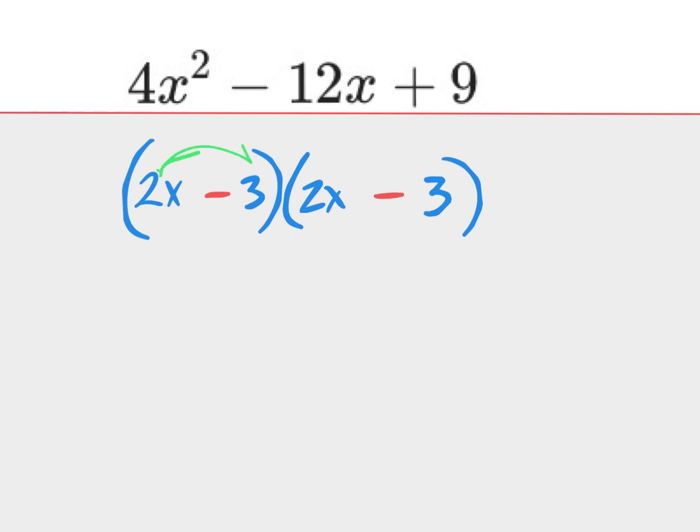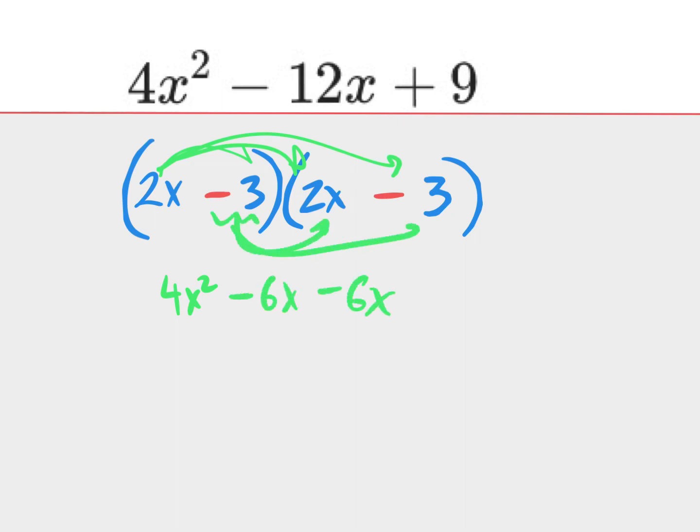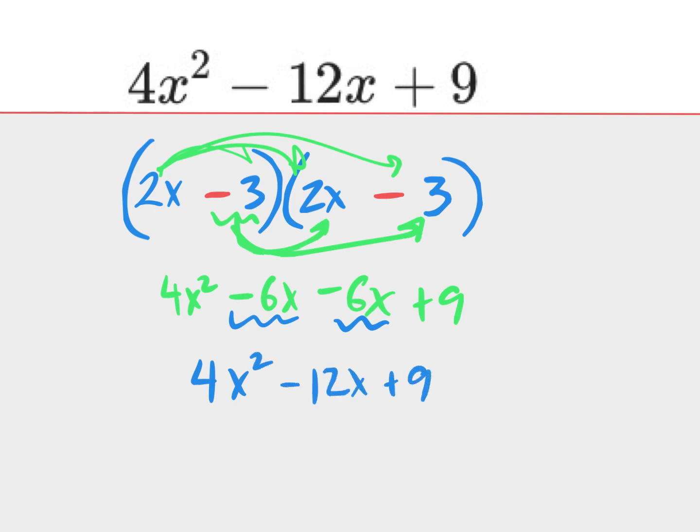2 times 2x is 4x squared. 2 times negative 3 is negative 6x. Negative 3 times 2x is negative 6x. Negative 3 times negative 3 is positive 9. Combine the middle terms, negative 6x and negative 6x. 4x squared minus 12x plus 9. And that's exactly the variable expression that we started with. So we know that we factored it correctly.